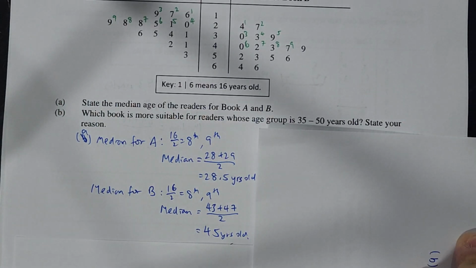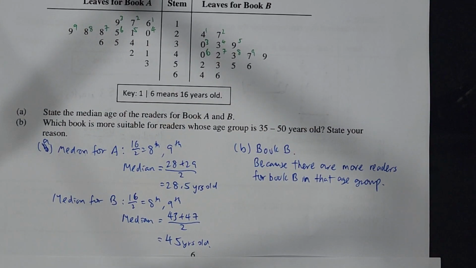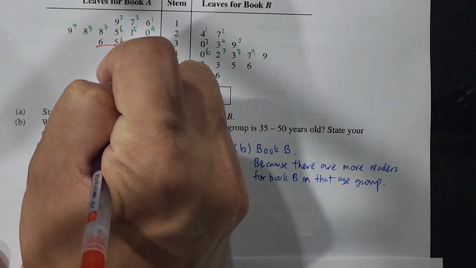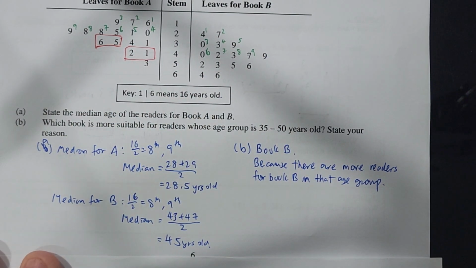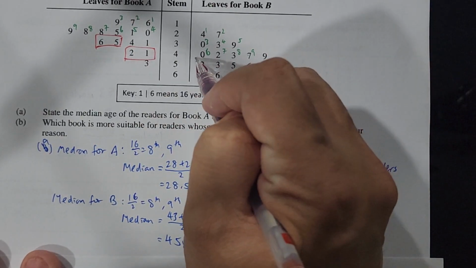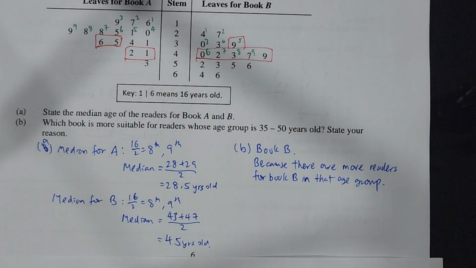Now, the next one is which book is more suitable for readers between age 35 to 50. State a reason. Okay, for me, I will say book B. Why? Because 35 to 50, if I just box it up, 35 to 50. For book A, there are only 4 readers. Alright, for book B, how many are there? I have 5 here already and one more at the top. So I have 6 readers. So because there are more readers in that age group in book B, therefore book B is more suitable.